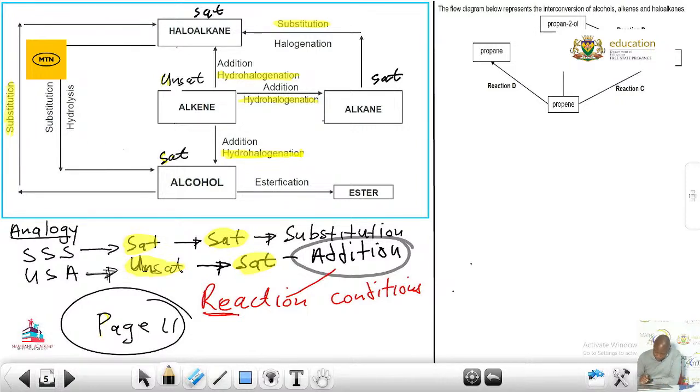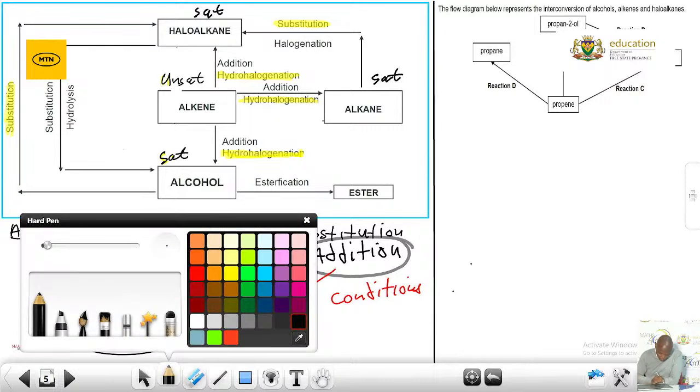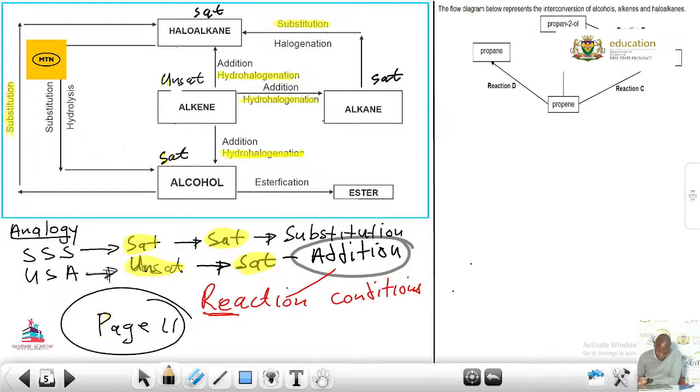So this was a sketch from a typical exam paper. I am quickly going to apply the analogy. I am going to start here with propan-2-ol. It is an alcohol, it is saturated. Moving to 2-bromopropane, it is saturated. Definitely then B must be a substitution reaction.